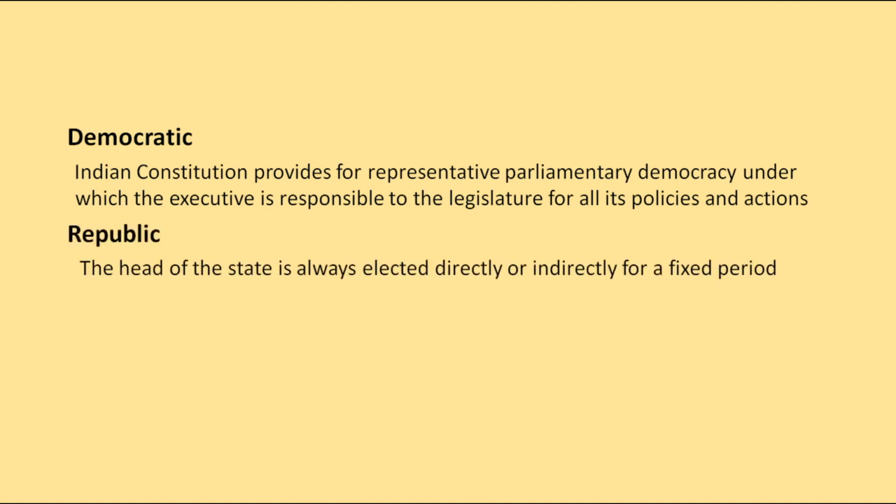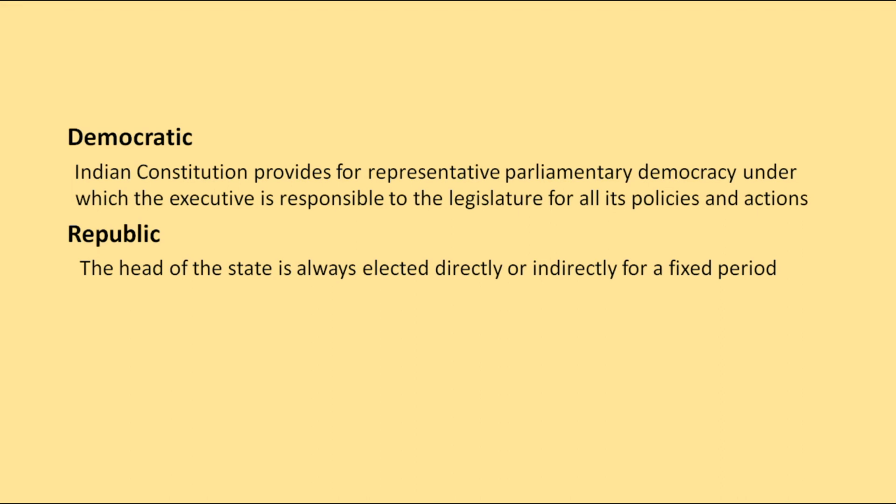Then republic. The head of the state is always elected directly or indirectly for a fixed period of time. So India is a republic. How? Because the head of the state, that is the president, is indirectly elected by the people for a fixed period of 5 years. The opposite of this is monarchy. Monarchy is followed in Britain. In Britain the head is always the king or queen, which is a hereditary position.